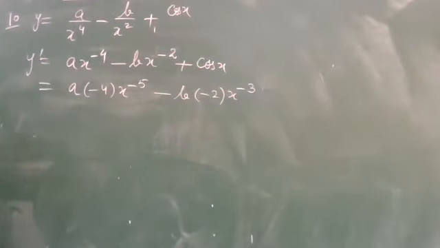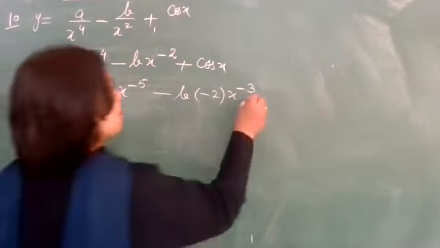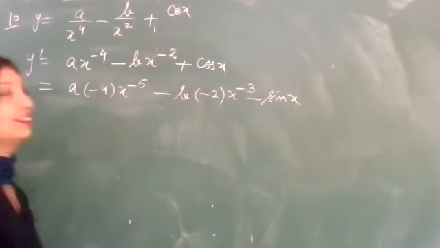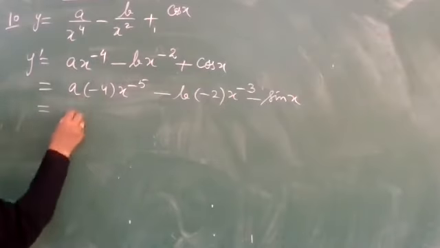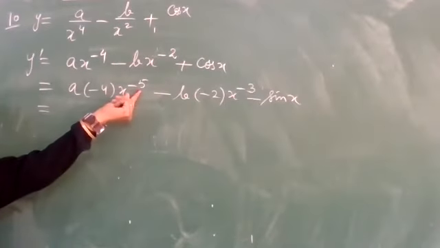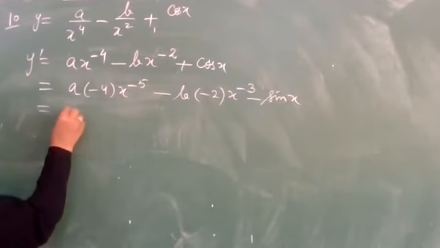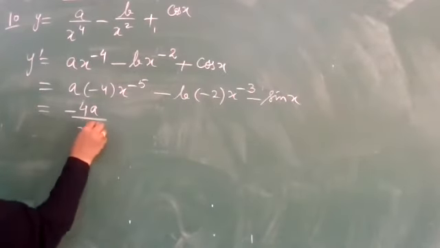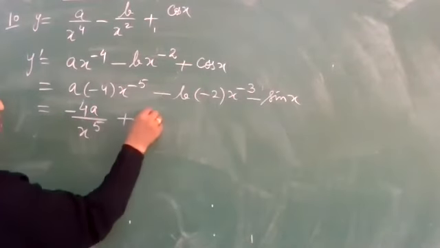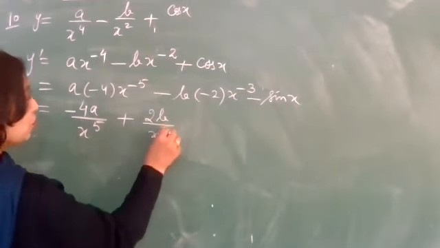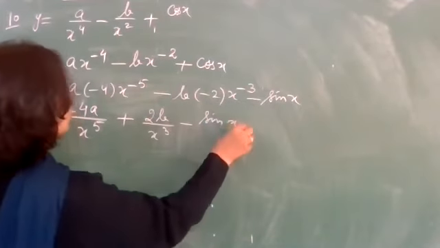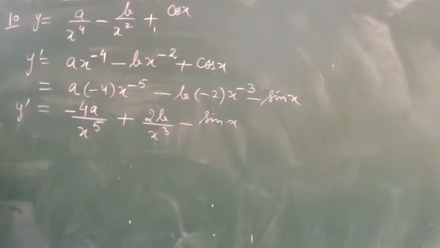And what is the derivative of cos x? Minus sin x. C always negative, right? Minus sin x. So we have, now we can take the powers positive, right? Write it in the denominator again. So minus 4a upon x raised to the power 5. This becomes plus 2b upon x cube minus sin x. No need to further simplify this. Don't take the LCM, right? No need. Leave the answer here. Any problem in this? No.